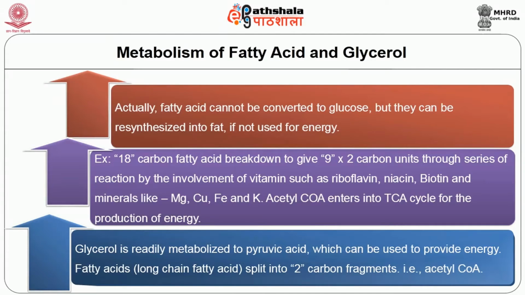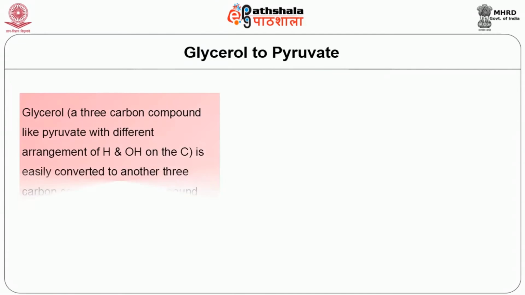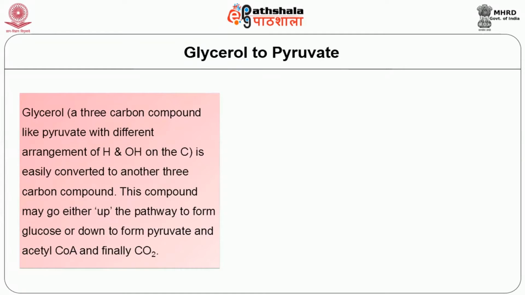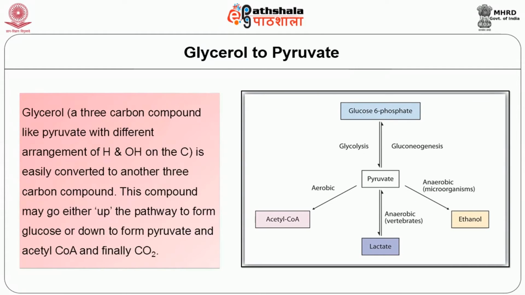Glycerol to pyruvate. Glycerol is a 3-carbon compound like pyruvate, with a different arrangement of hydrogen and hydroxyl on the carbon atoms, which is easily converted to another 3-carbon compound. This compound may go either up the path to form glucose or down to form pyruvate and acetyl-CoA, and finally carbon dioxide and water with the release of energy.